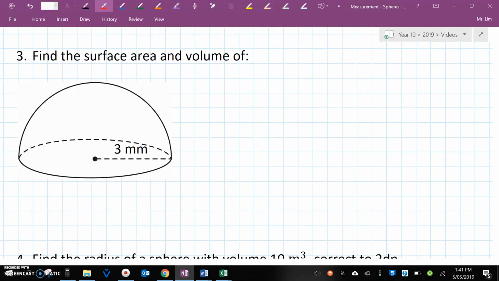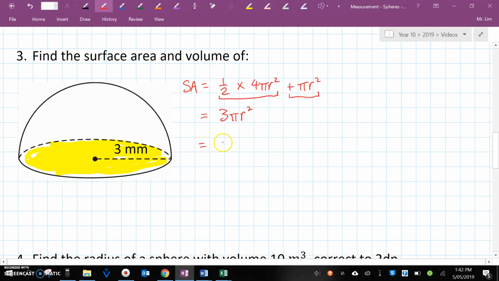Question 3. Find the surface area and volume of this hemisphere. So with this hemisphere, we know it's half of a full sphere, 4 pi r squared, except that we need to include this circle that has been created from cutting the sphere into 2. So we need to add another circle, which is pi r squared. Half of 4 pi r squared is 2 pi r squared, and 2 pi r squared plus 1 pi r squared is 3 pi r squared.